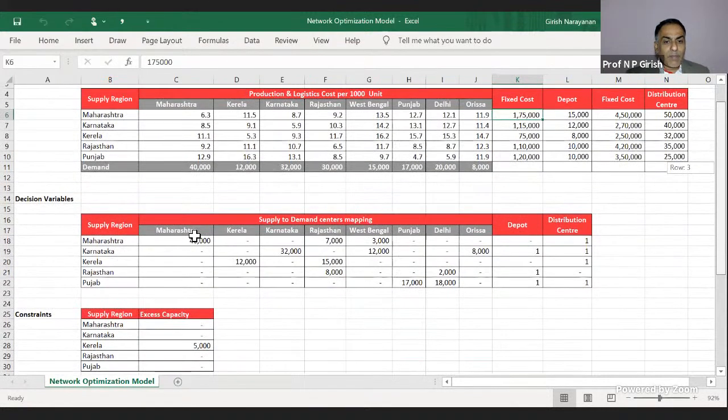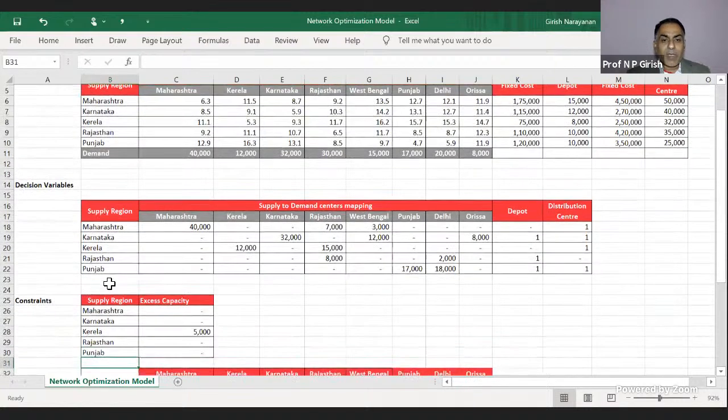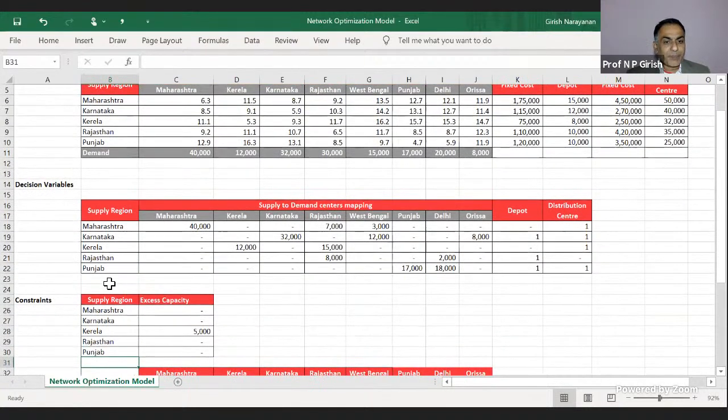The demand from Maharashtra is 40,000. So where are you setting up? You are setting up a DC in Maharashtra. You are setting up a DC and a depot in Karnataka. You are setting up a DC in Kerala. There's a depot in Rajasthan. There's a depot and DC in Punjab. Same Punjab. Right. What happened? Now, what is supplying where?